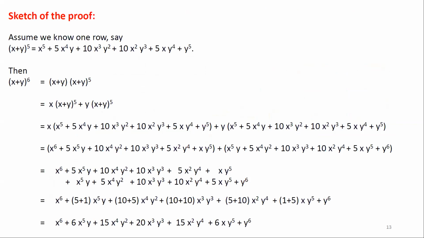And so we do the work, we see it's x to the 5th plus 5x to the 4th y plus 10x cubed y squared and so on. If you want to calculate x plus y to the 6th, it's just x plus y times x plus y to the 5th. That's the same as x times x plus y to the 5th plus y times x plus y to the 5th. And we know what x plus y to the 5th is. It's all the way up here at the top.